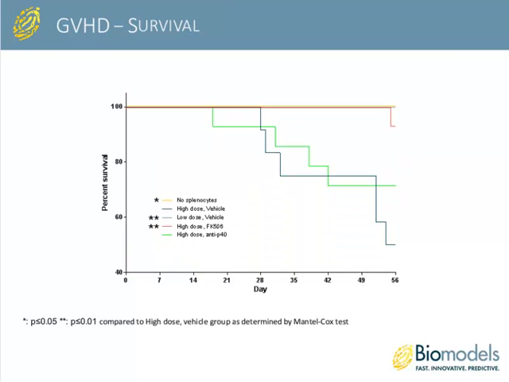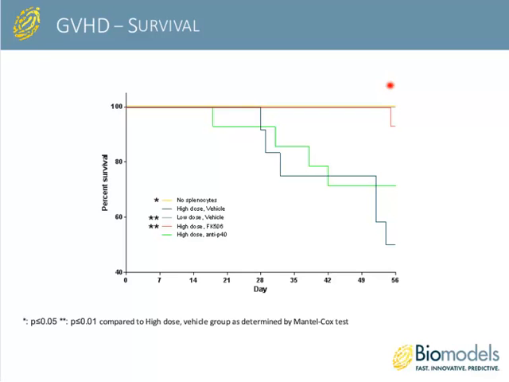But if we look at survival, here's the SK506 as well as the low dose and no splenocytes group. They're all pretty much up at 100% survival, apart from this one animal that died the day before the study ended, which is just science, I guess. But anyway, this SK506 is doing a lot to inhibit mortality.